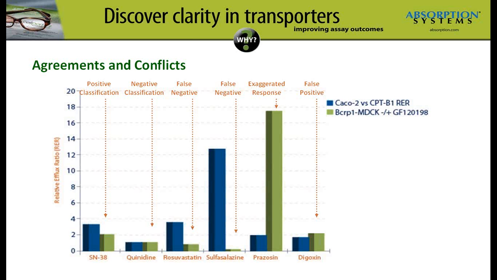In this slide, the blue bar is Caco2 over CPTB1. CPTB1 is the cell line with the reduced BCRP expression. We can see between two different systems, there are agreements, for example, like SN38 and quinidine. However, there are also controversial results.